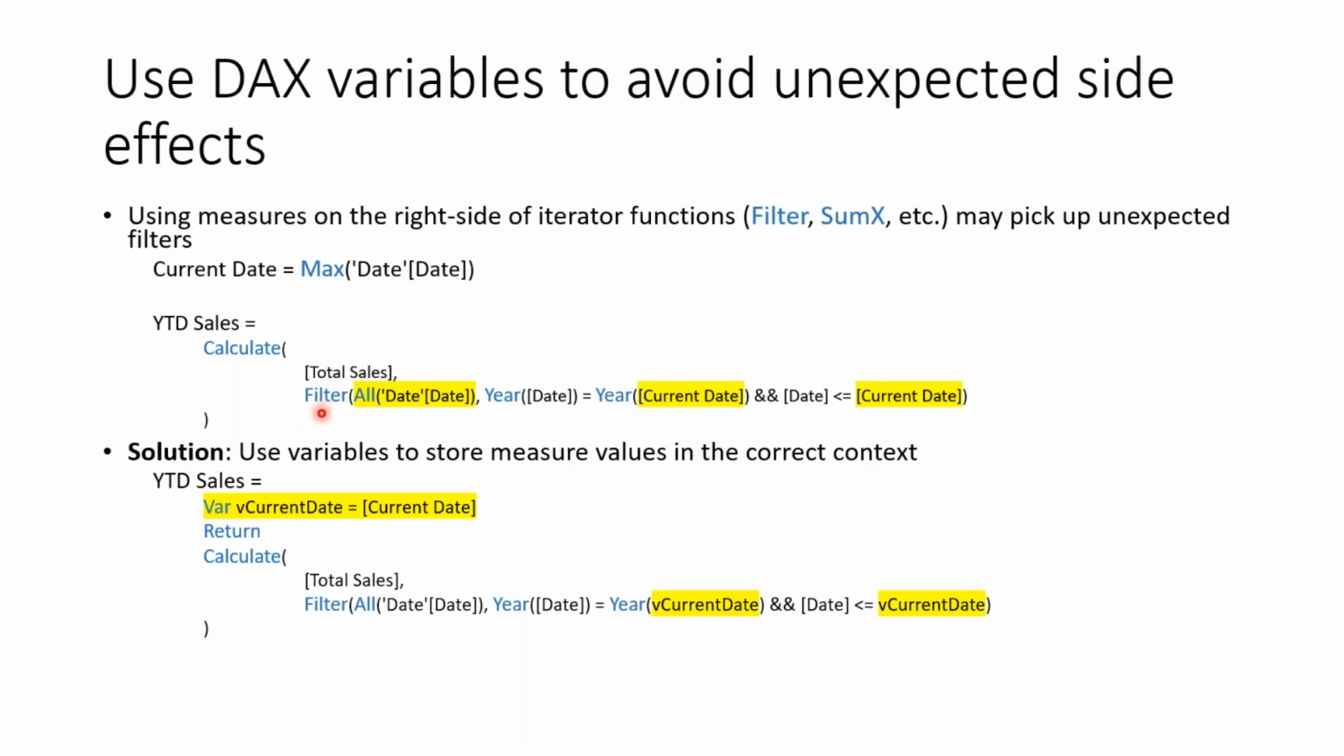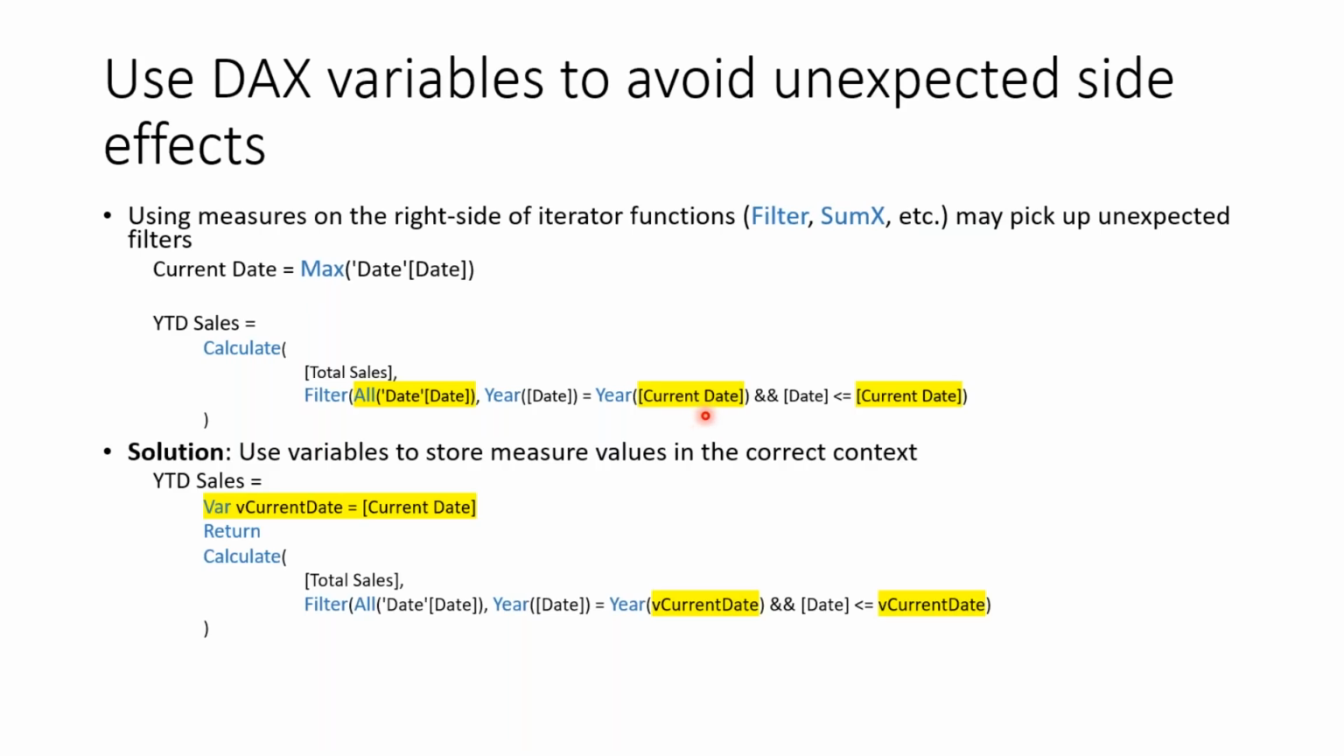Since the filter function belongs to a group of functions called iteration functions, it basically takes all the dates, going one date at a time, and then I check this predicate. But when I'm evaluating all this big predicate expression, there are some measure references in there. And each measure will be filtered by the current row in the iteration function. So this current date is going to be picked up by this date in addition to whatever the outside date is. And so that's not what you want, actually.